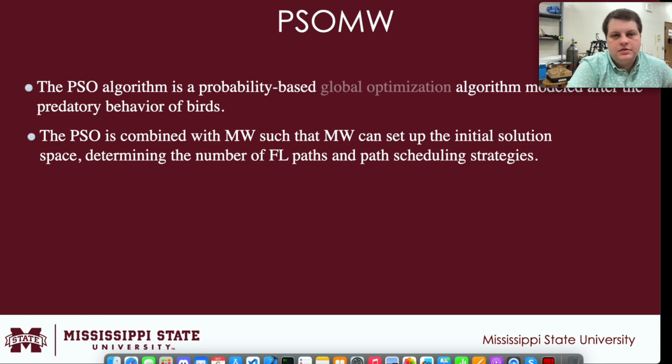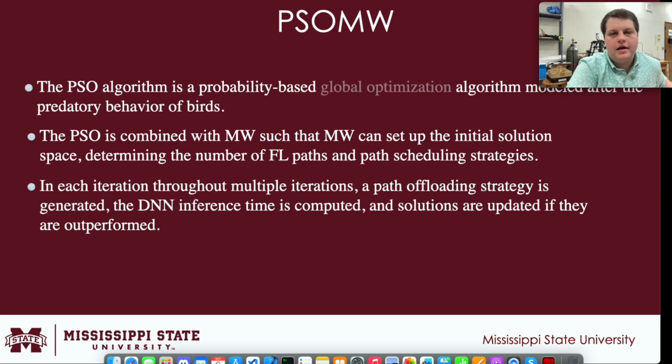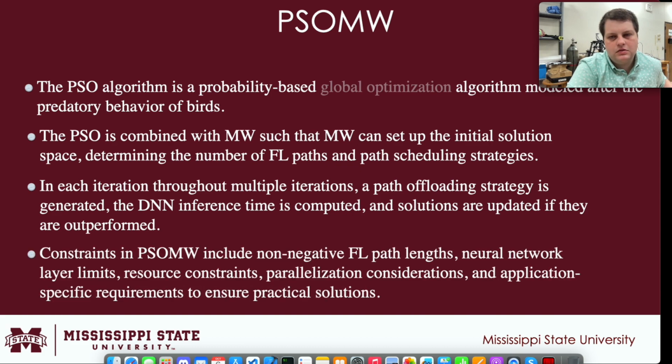The particle swarm optimization is combined with minimum weighting such that minimum weighting can set up the initial solution space with the parameters I said earlier, the number of FL paths and the path scheduling strategy, where in each iteration, throughout multiple iterations, a path offloading strategy is generated. This is then compared using the DNN inference time, and if the solution is better in this instance, then we save that as the best.